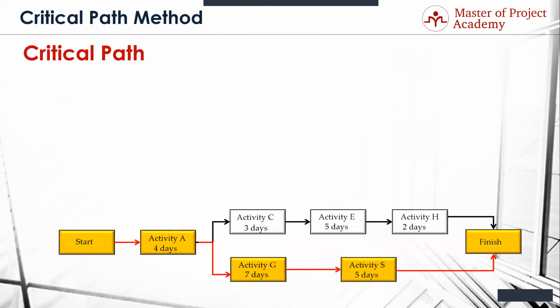know what the float is for activities C, E, and H. It's going to be the differential between 16 days and 14 days. So if someone said, what's the float for activity C? I can tell you right now it's 2 days. What's the float for activity E? It's 2 days. What's the float for activity H? It's 2 days. Now, you might be thinking, wait a minute, 2 days, 2 days, 2 days, that's 6 days of float. Do you have 6 days of float? No, you only have 2 days of float to be shared on the entire path.